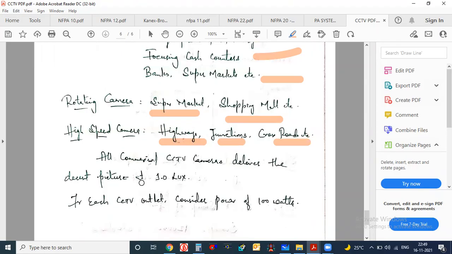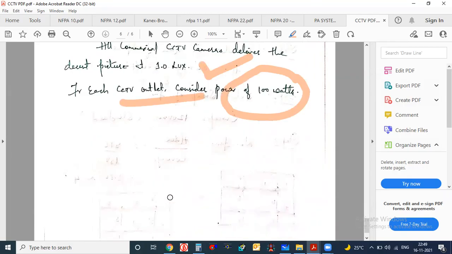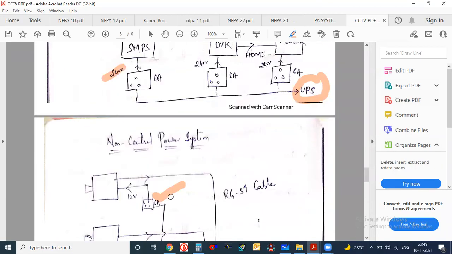All commercial CCTVs deliver a decent picture at 1 lux. Even if the light is 1 lux, that CCTV camera can still capture the proper image. So based on the megapixel only, you have to do the selection. And here it is telling that for each CCTV, consider power of 100 watts. Some points are given. So this is something about the CCTV.